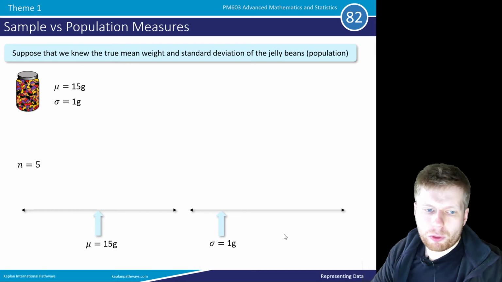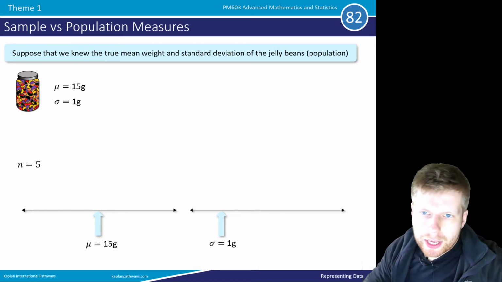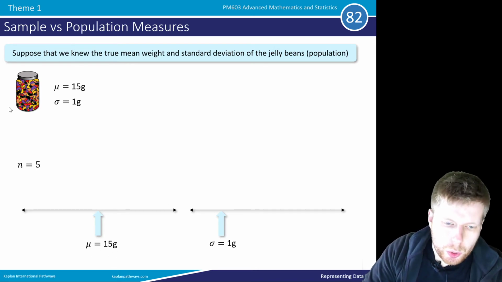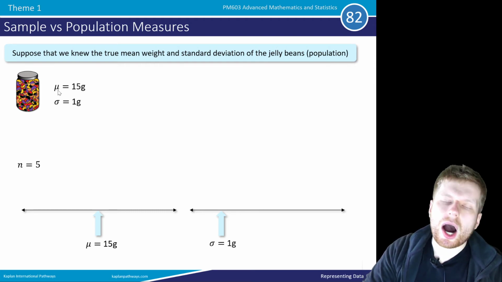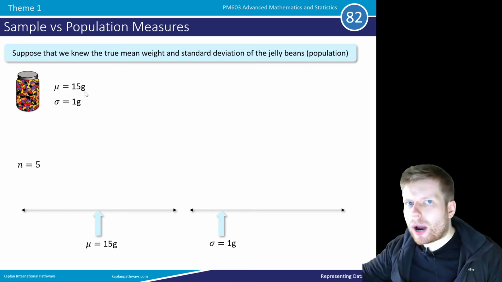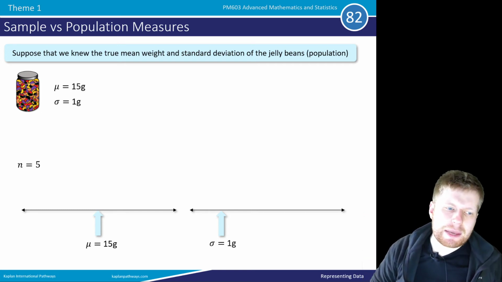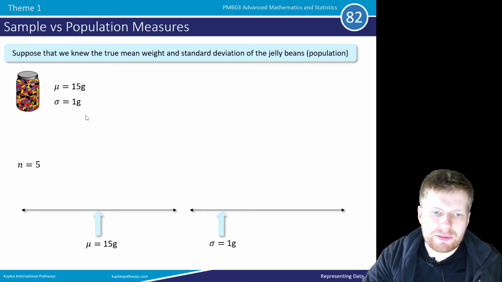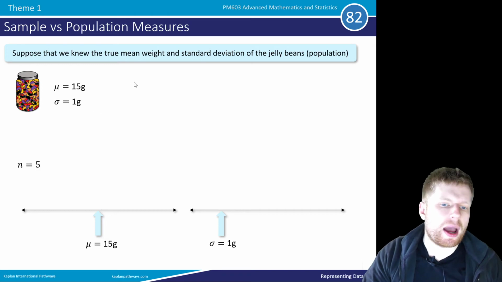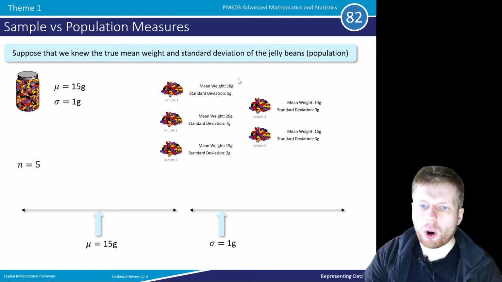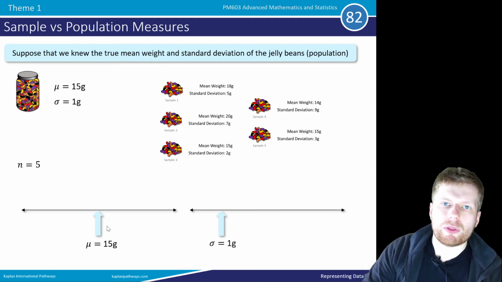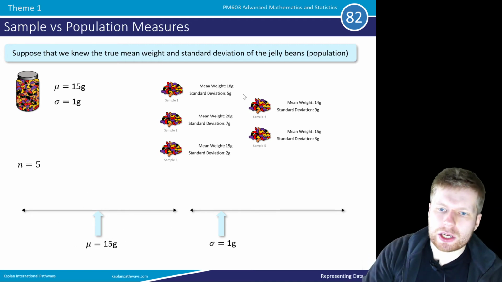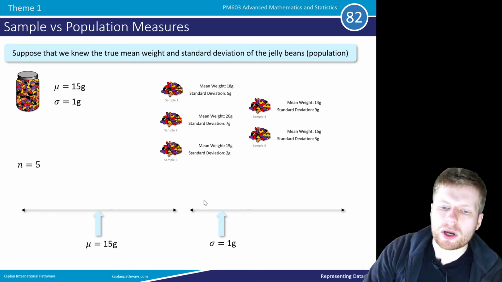Now, if I'm going to plot this on a graph, let's suppose I knew that if I took the entire jar of jelly beans, I could work out that the average weight of the entire jar was 15 grams, and the standard deviation should be 1 gram. So if I plot all of these on a graph, on the left graph I'm going to plot the weights of each of the samples, and on the right graph I'm going to plot the standard deviations of each of the samples.